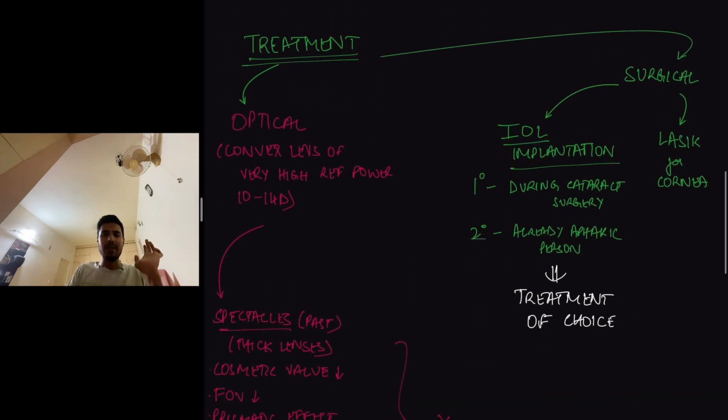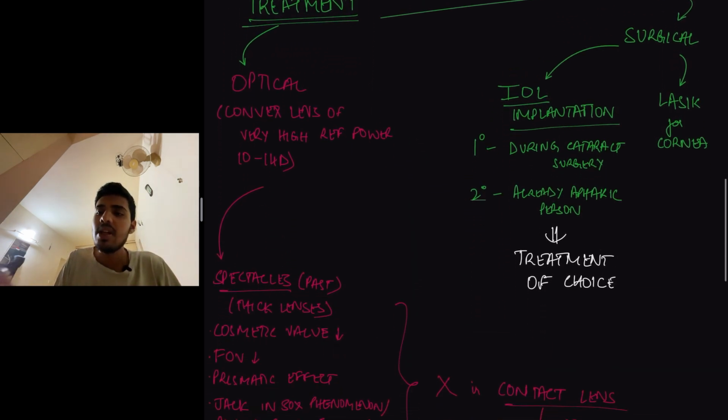Last, coming to the treatment. We're almost done with it. See, surgical treatment, you can do LASIK for the cornea to increase the corneal power, but why will you do that? Lens is absent, so you will put a lens.